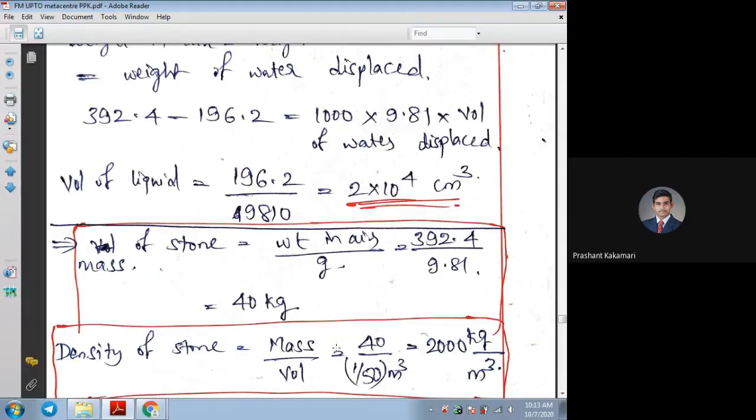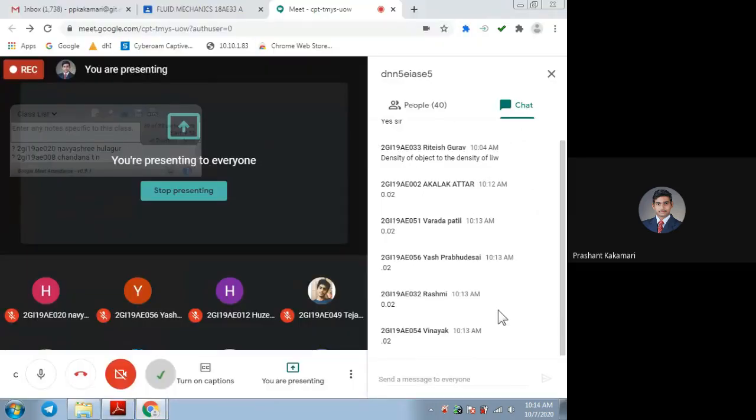0.02. So all of you write down: mass is 40 kg, volume is 0.02 meter cube, and find out the value of the density of the stone. So I think all of you are getting 2000 kg per meter cube for the stone. Okay.